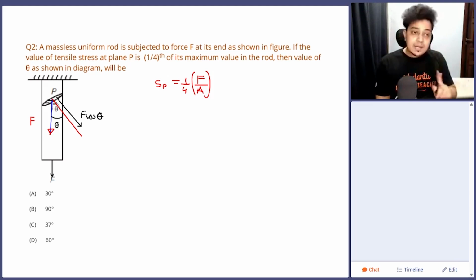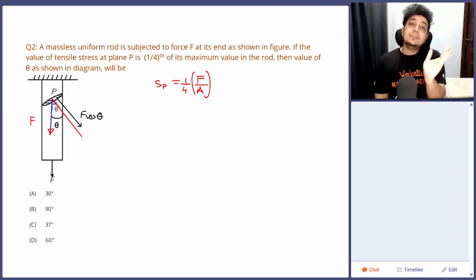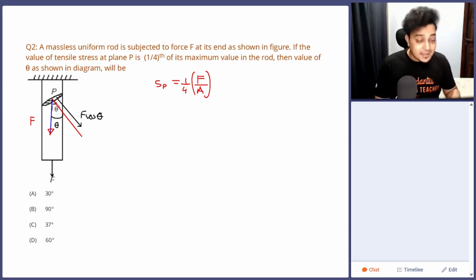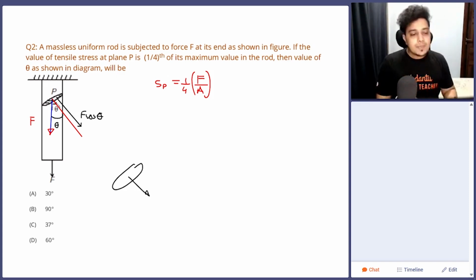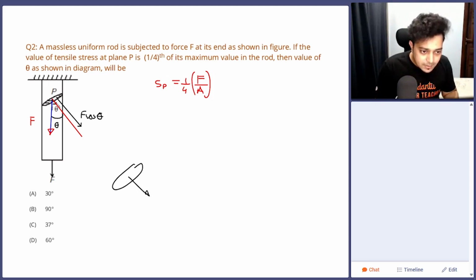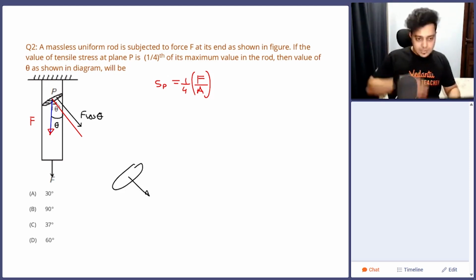Okay. We know the area of cross section of the rod. A is the area of cross section of the rod, but we need the area of that plane P. So think carefully. This is the plane whose area vector will be like this. But what we have is the area of the rod. The cross section area of the rod is assumed to be A.